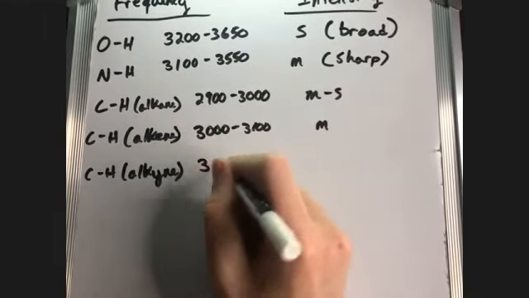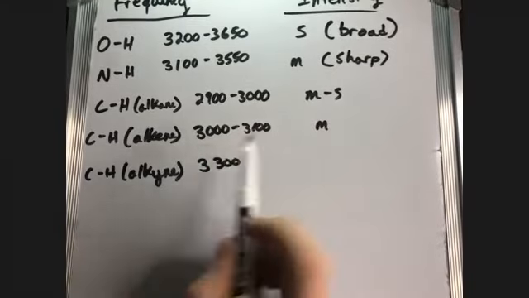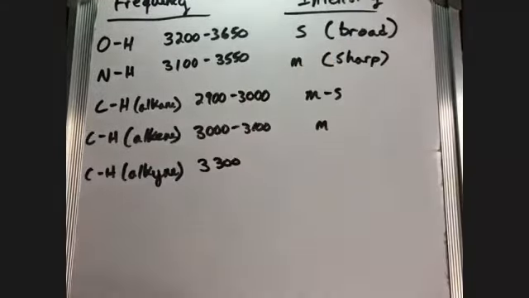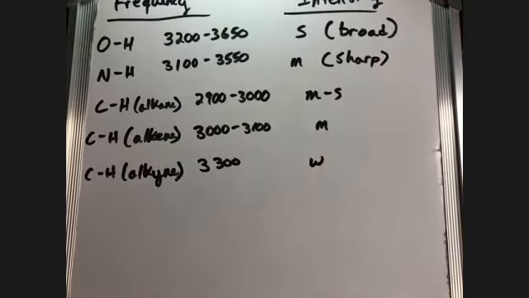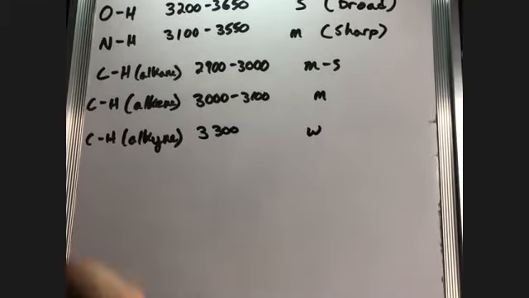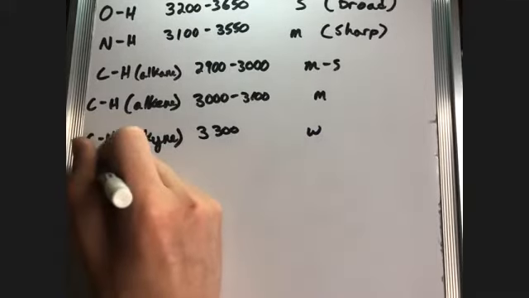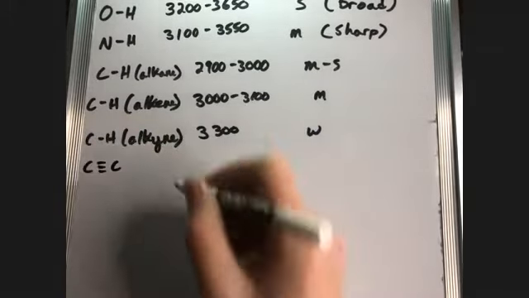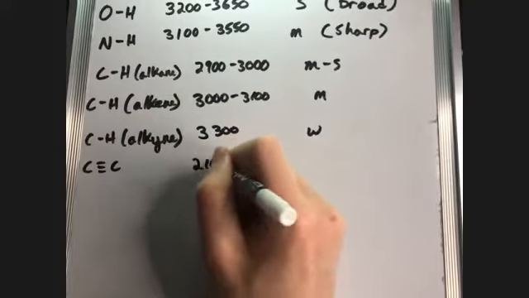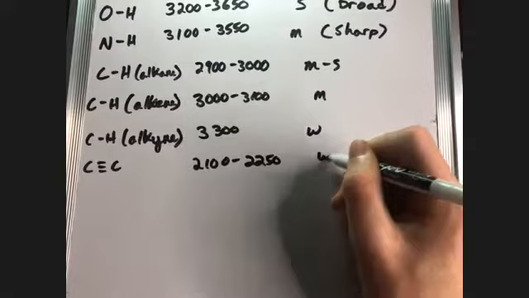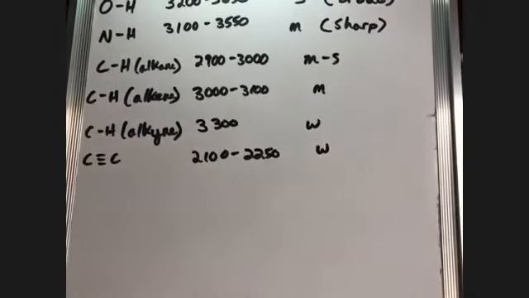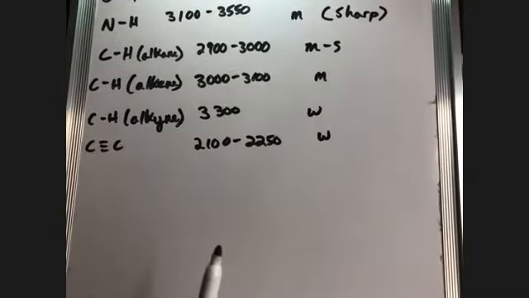And what I mean is between the alkene and the OHs and NHs. And this is a weak stretch around 3300, give or take 25 wave numbers in either direction. Then we have our carbon-carbon triple bond of the alkyne. This is between 2100 and 2250. This is also weak. So notice that both the alkyne stretches are weak.